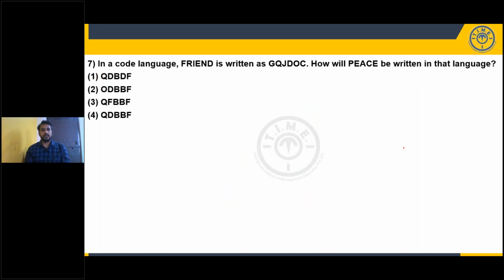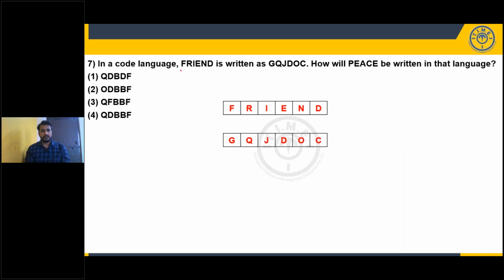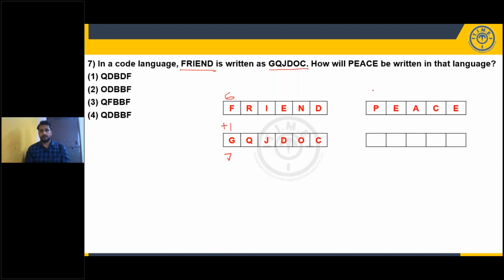Now, in a certain code language, friend is coded as GQJDOC. How will peace be written in that language? Letters in the word and the letters in the code are different. So first we'll check the logic from first to first. If it is not possible, first to last and so on. F place value is 6, G place value is 7. So increased by 1. P's place value is 16.